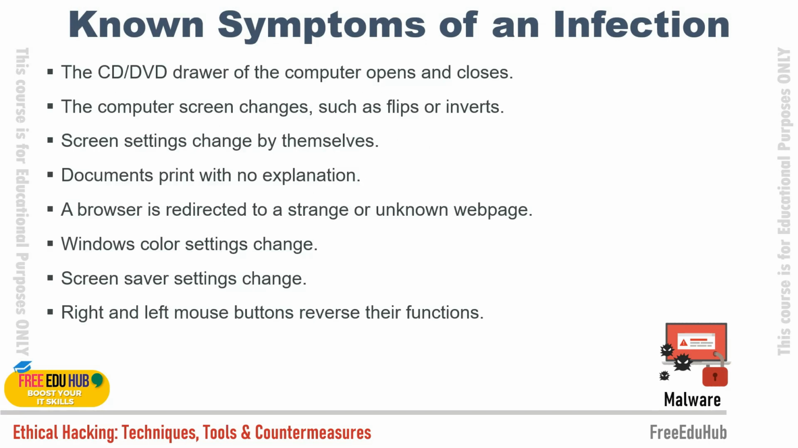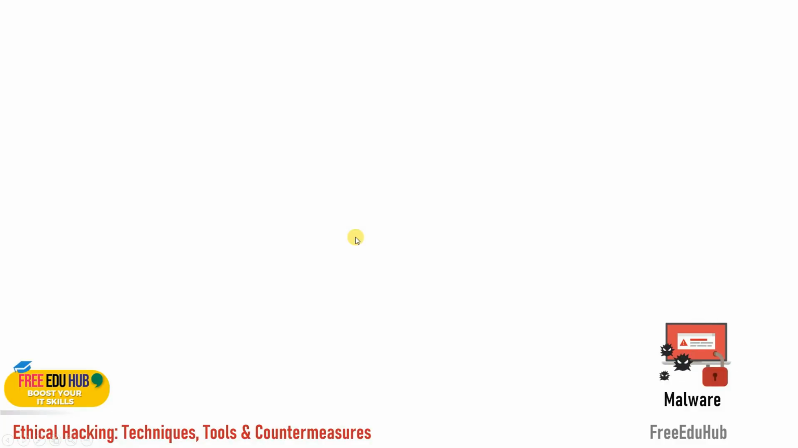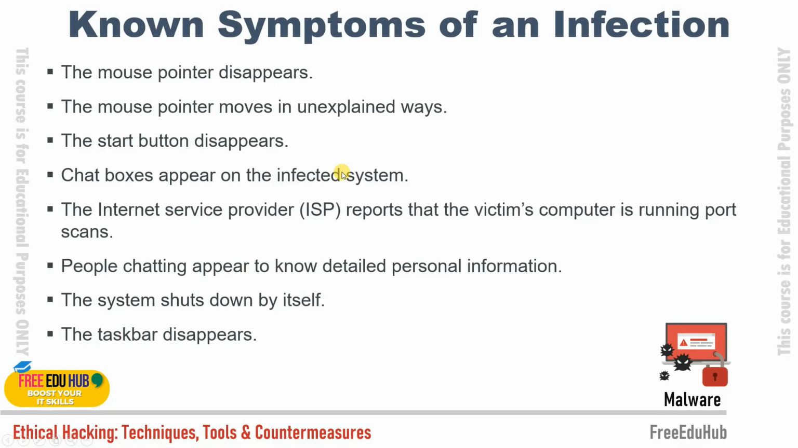Now, the known symptoms of an infection on a computer could be, for example, if your CD-ROM drawer is constantly opening and closing, it is a sign that maybe your computer is infected with some sort of virus. It can change the resolution and flip the icons. The screen resolution can change itself. It can print documents by itself. The browser would redirect you to a website which you are not aware of. It can change the screensavers. It can even play with the right click and left click buttons of the computer. So it is capable of performing certain operations which are quite weird and not normal on a computer.